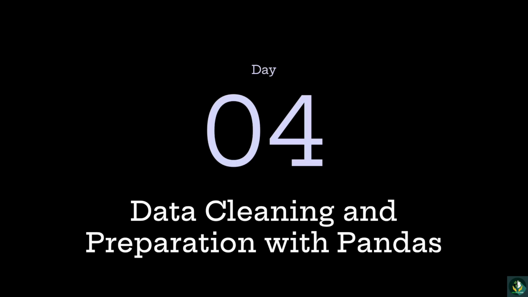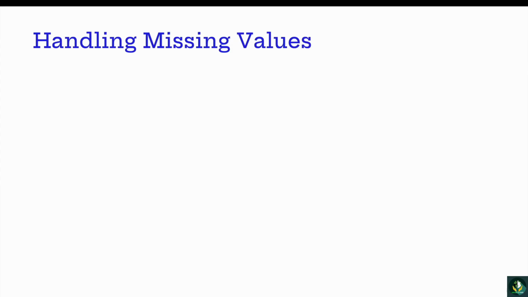Day 4, Data Cleaning and Preparation with Pandas. Today we're going to look at how we can make sure that the data that we have is clean and is ready for pandas so we can run different statistic models on them. First is handling missing values. Sometimes you get the data but not all the columns or all the rows have the right amount of data or the right data in there, or they have missing values.